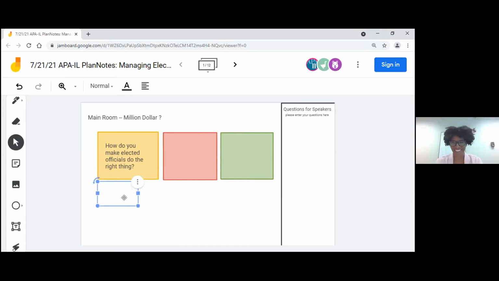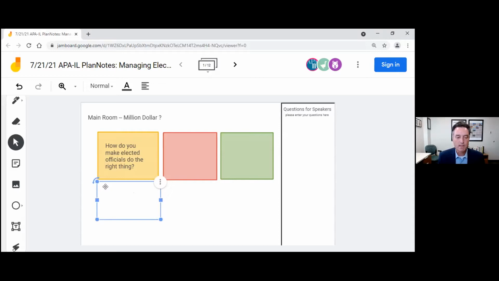That's a tough one. Yeah, I don't know if the Jamboard's big enough for the answer that would be required there, but I know, is this a safe space? Yeah, right.